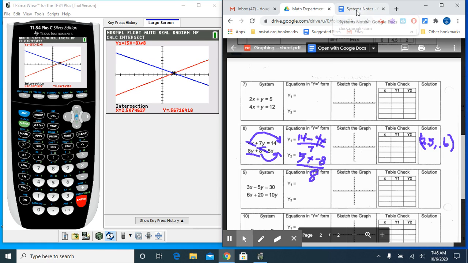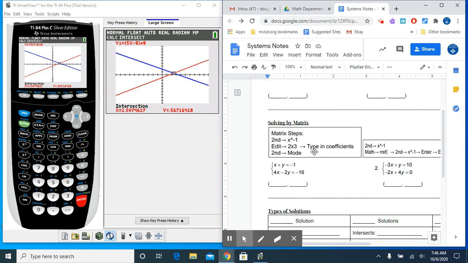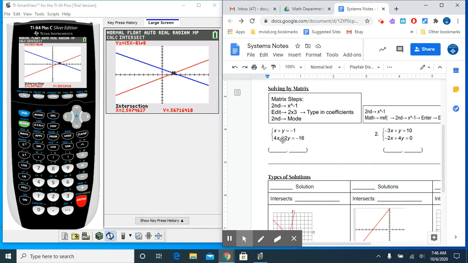Let me see if I can get to today's notes, if it'll still let me. Yes, good. So on today's notes, the first part is solved by graphing review. And then the other thing I wanted to show you is how to use a matrix to solve. So when the equations are in standard form, meaning the x, the y, and the number are all together, or the x and y on one side and the number on the other side, they're in standard form. And you can use matrices to solve that. And here are the steps, but it may look kind of weird, and I'll try to walk you through them.